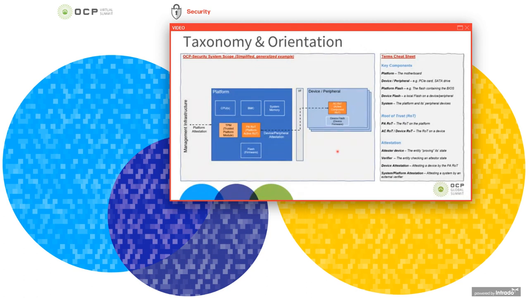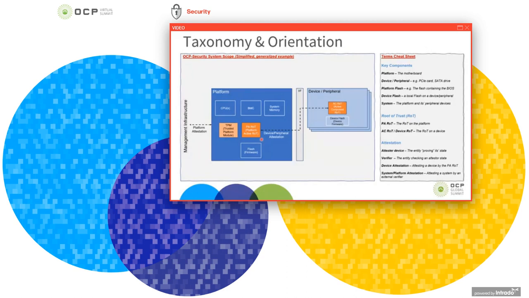Next set of terms, we will talk about attestation. So in attestation, there is a tester device. So think of it as the peripheral that tries to prove to the platform or to the verifier that it's in a healthy state. So we'll talk about the tester, we'll talk about the verifier. Device attestation is basically the process of attesting a device by the platform.